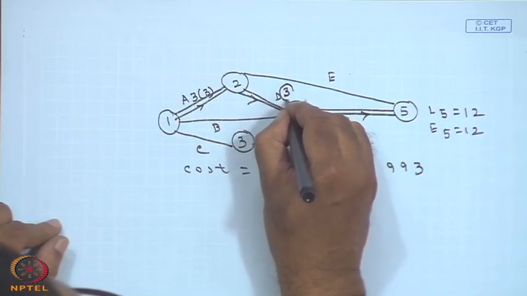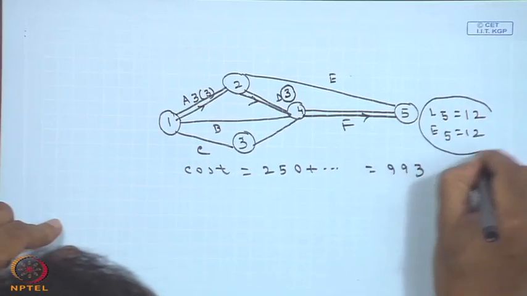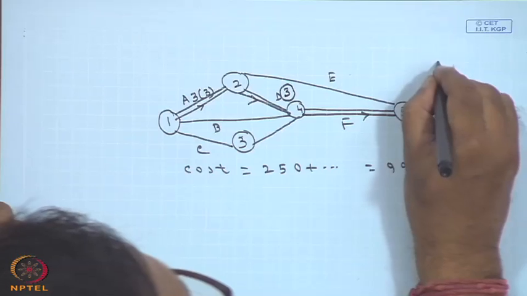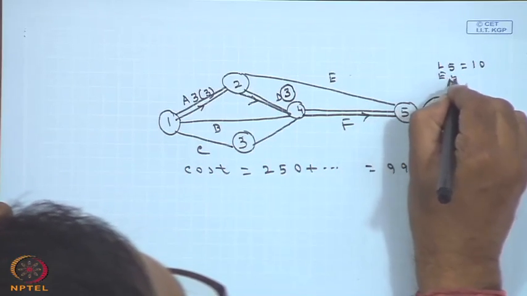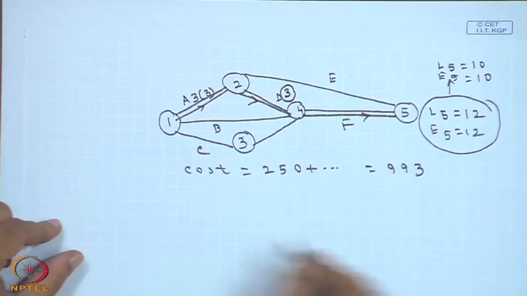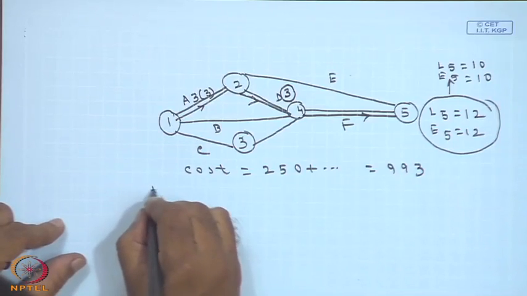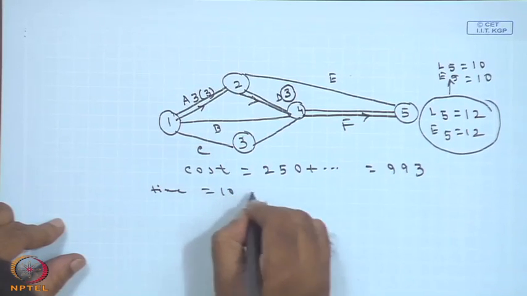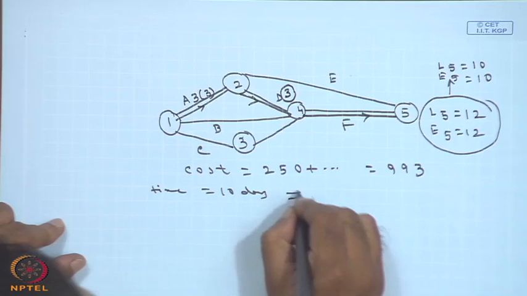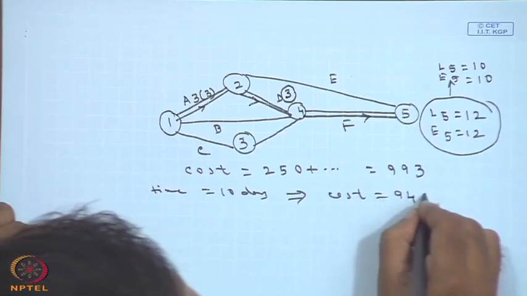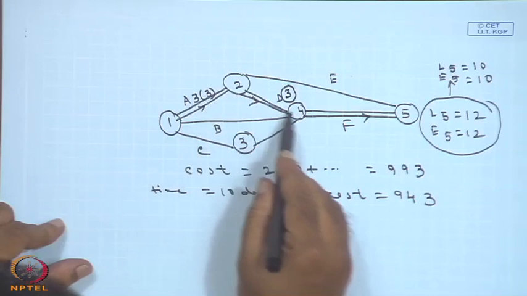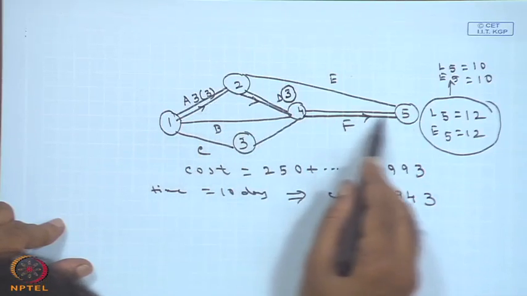In that case, this time again will be further reduced to L5 equals 10 and your E5 equals 10. So, whenever your total project completion time is 10 days, then if you calculate the cost, your cost again will become 9, 4 and 3. Still your critical path remains same 1, 2, 4, 5.